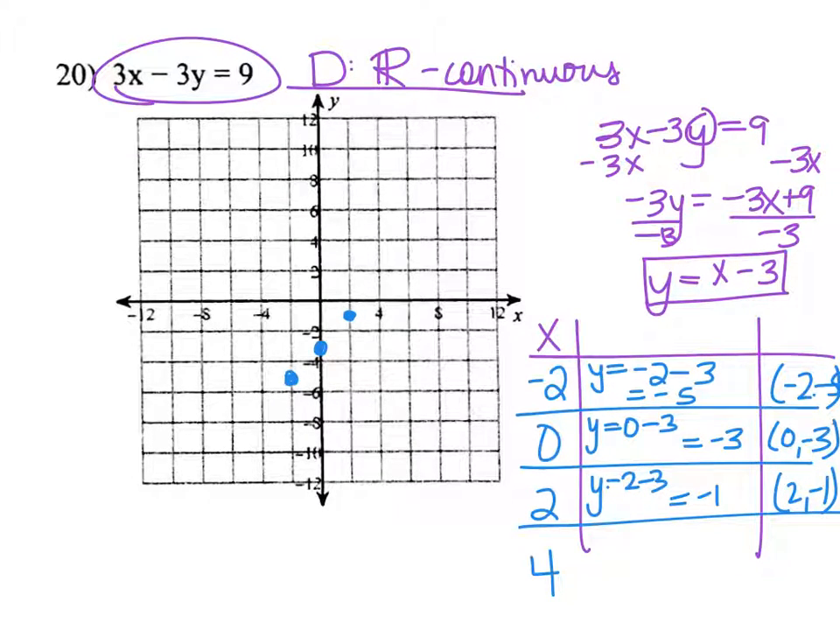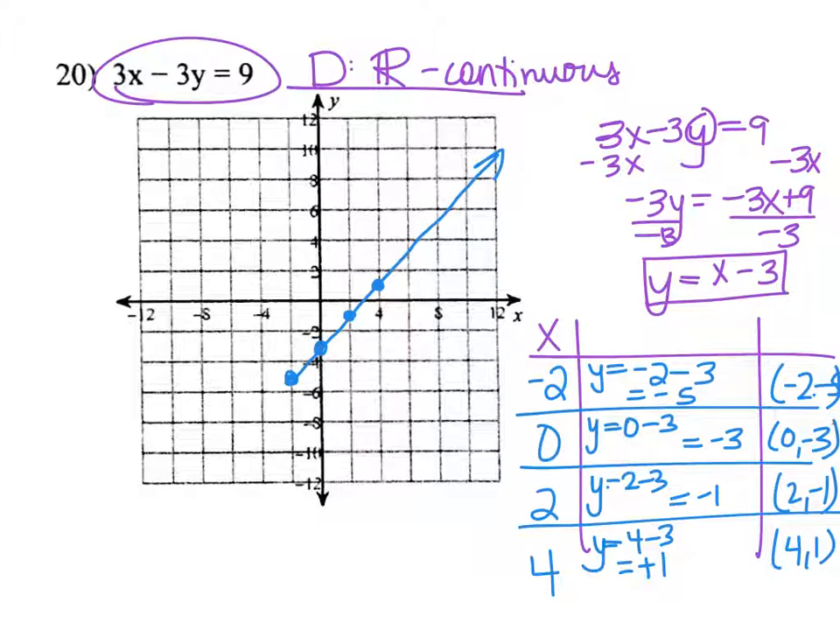And then lastly, oh, I already drew mine. Lastly, I'm going to do y equals 4 minus 3, -1. Oh, +1. All right, so 4, 1 is my last. And then remember, this is continuous, so I do want to connect my points.